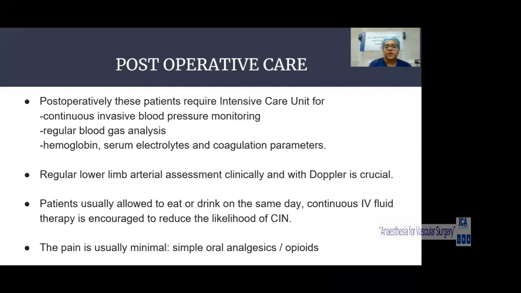Post-operatively, these patients require intensive care, continuous invasive blood pressure monitoring, regular blood gas analysis, and continuous monitoring of hemoglobin, serum electrolytes, and coagulation parameters. Regular lower limb arterial assessment, clinically and with Doppler, is crucial.